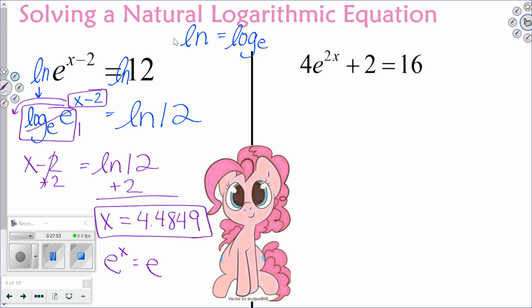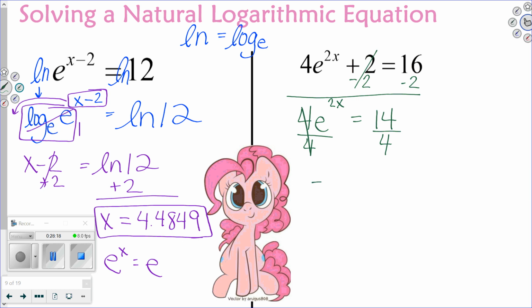All right, so on the next problem, trying to isolate things, what do I need to move first? The 2. Let's go ahead and subtract the 2. So 4e to the 2x equals 14. Then what? Divide by 4. So e to the 2x equals 7 over 2. If you want to change that to 3.5, I'm okay.